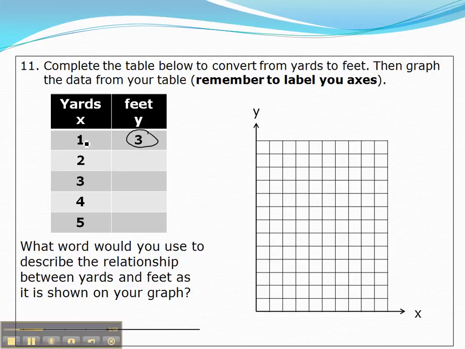So every yard equals 3 feet, so we're multiplying by 3. 2 times 3 would be 6. 6 feet in 2 yards. 3 times 3 would be 9. 4 times 3 is 12. 5 times 3 is 15.